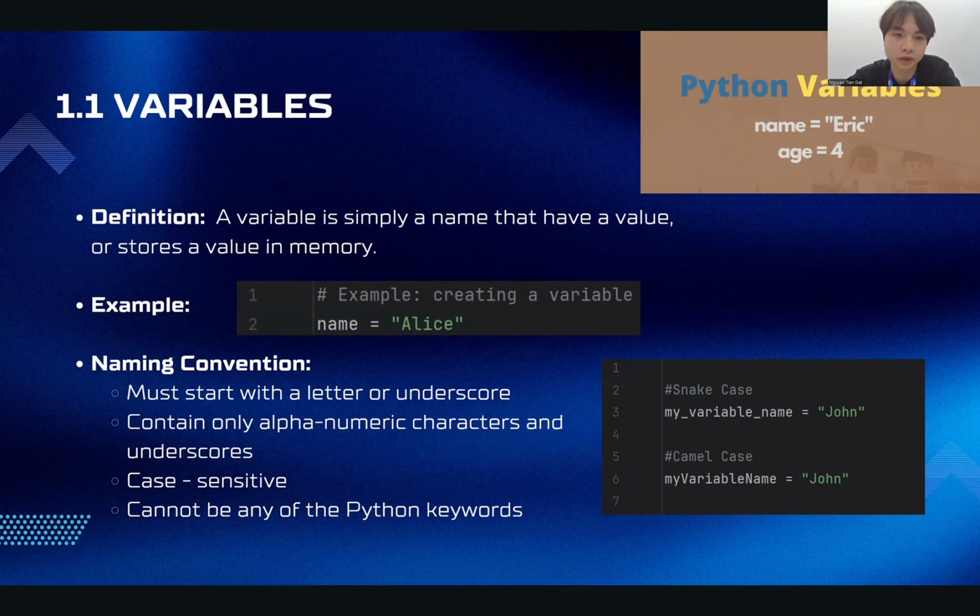As for naming conventions, you must start the variable with a letter or an underscore. It can only contain alphanumeric characters and underscores. Variables are also case sensitive and cannot be any of the Python keywords. There are two prevalent ways of naming, snake case and camel case, in the example in the corner.